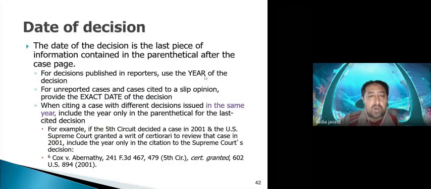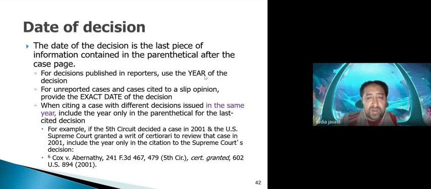Date of decision: obviously, the whole matter will be finalized, and what the court decision is, you have to mention. The date of decision is the last piece of information contained in the parenthetical after the case page. In this way you can write Cox versus Abernathy, 241 F.3d. For decisions published in reporters, use the year of the decision. For unreported cases and cases cited to a slip opinion, provide the exact date of the decision. These are some of the things.